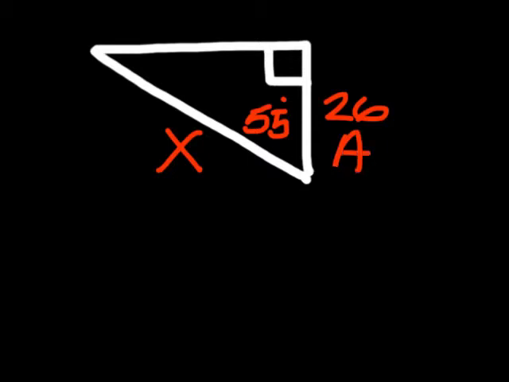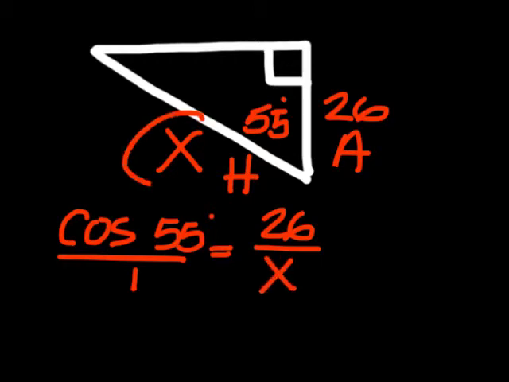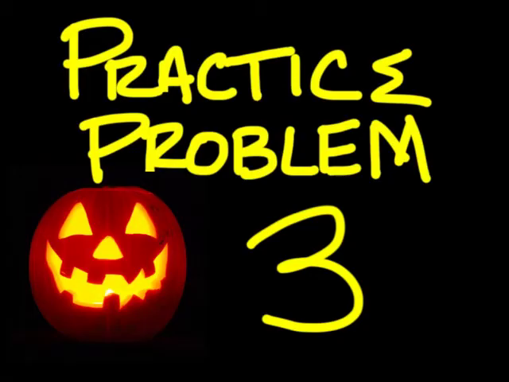Example number 4. In this case, we know 55 degrees. We know this is 26, but we don't know the hypotenuse. This will be the cosine function because this is adjacent and this is hypotenuse. So that should be cosine 55 degrees over 1 equals 26 over x. And when you don't know the hypotenuse, that's when you're going to divide. 26 divided by cosine 55, rounded to the tenths place, is 45.3.